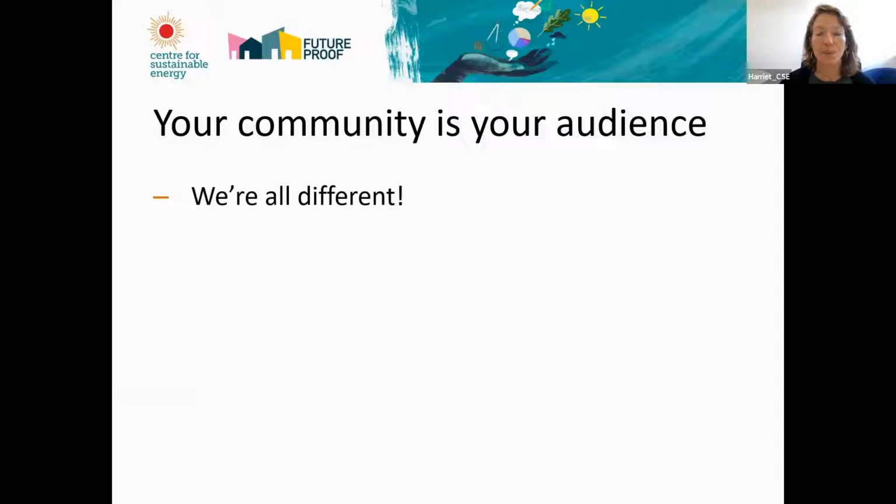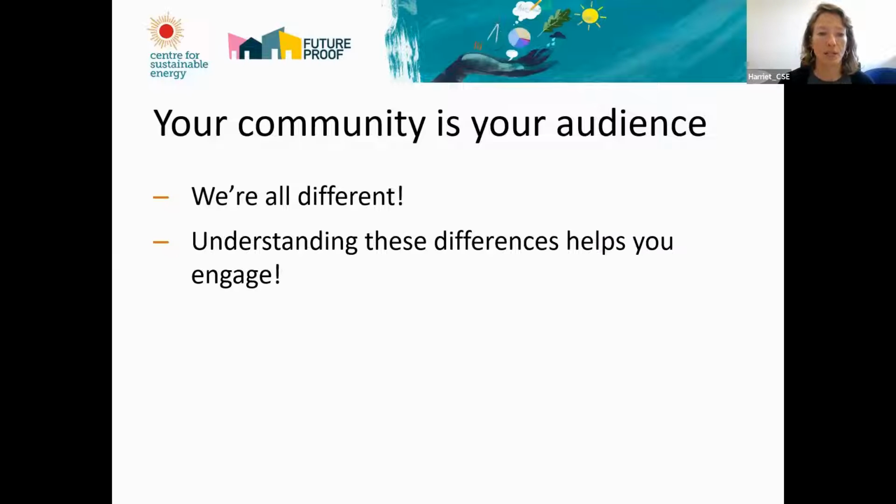So we're all different, and it helps you to understand what engagement approaches could work well in your community. So understanding these differences helps you engage. It helps you think about what is your way in to engaging with that household? What might be the trigger for that household? Thinking, oh, yes, that's something I could be interested in.